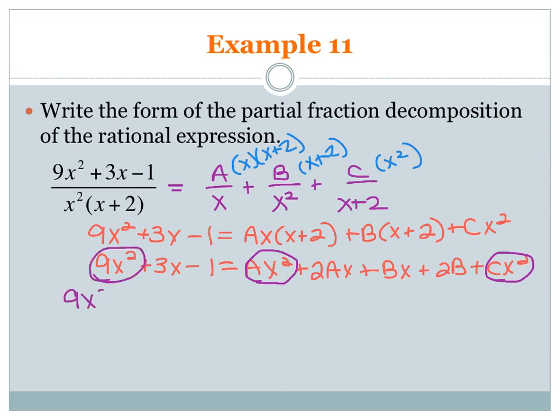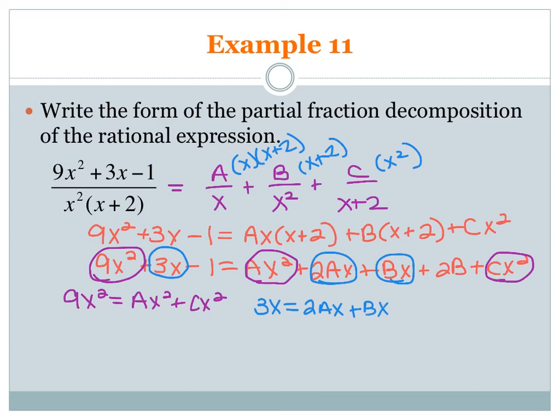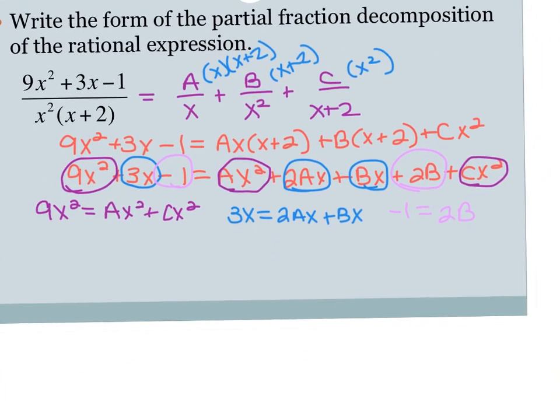So 9x squared equals ax squared plus cx squared. I want to group together the x's. So 3x would equal 2ax plus bx. And then I want to group together the constants. So -1 equals 2b. Everybody with me so far?